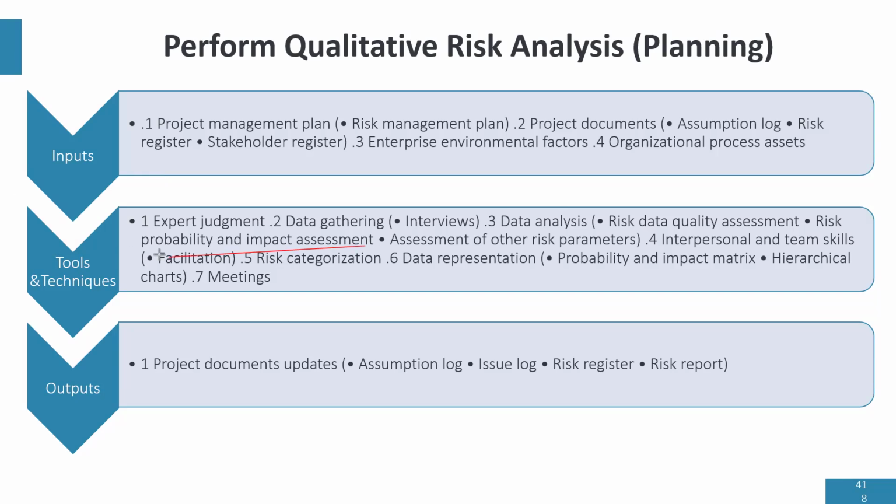Okay. Probability and impact assessment. And then you can also do assessment of other risk parameters. Notice that this first assessment is based on probability and impact. If you look at the definition of risk, it's an event that has some degree of probability of occurrence and impact. So primarily, the two key characteristics of risk are probability and impact, and that's what we assessed here.